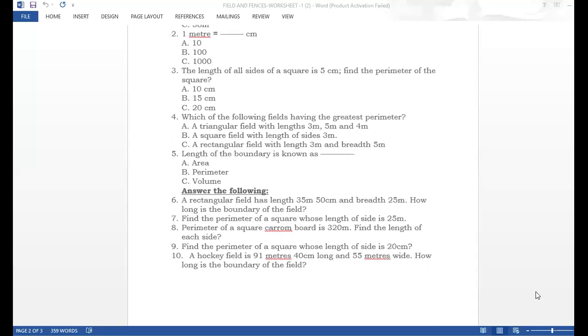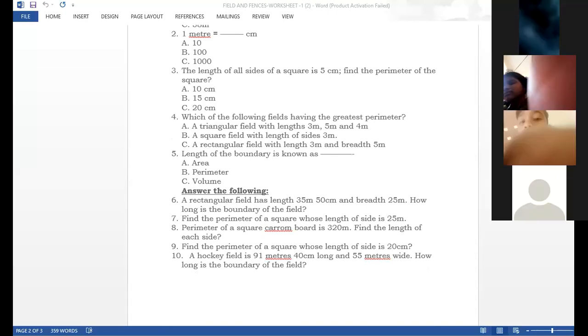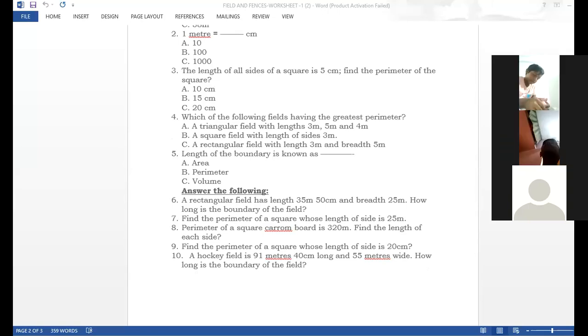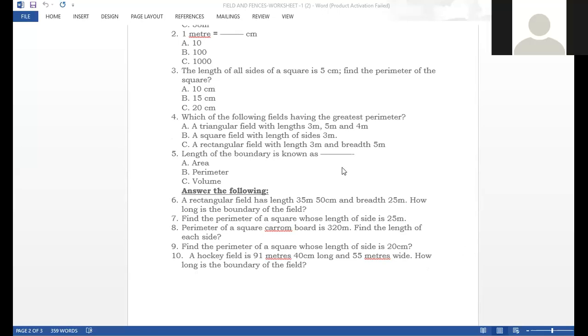Length of the boundary. What is the name of the length of the boundary? Perimeter, sir. Length of the boundary is always called perimeter.